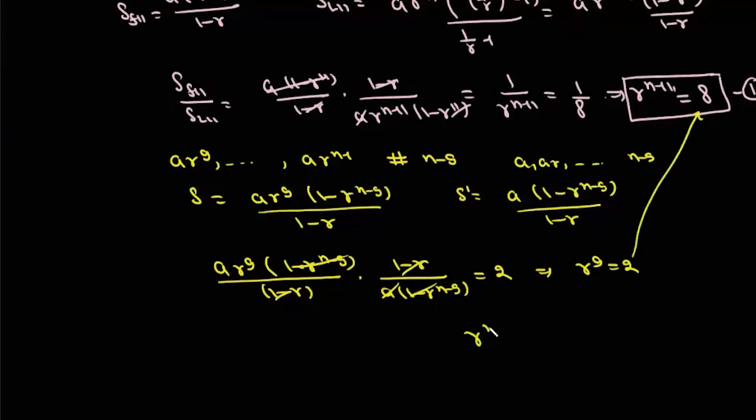So we can write r to the power n minus 11. It is equal to 2 cube, which is r to the power 27. So value of n is nothing but 38. So answer to this question is value of n is 38.